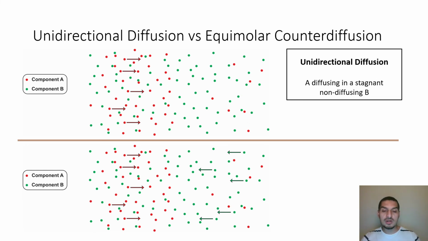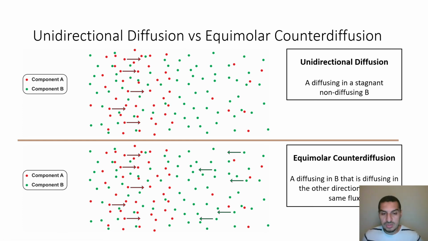But there are other cases where A is diffusing from high concentration to low concentration, and at the same time B is diffusing from high concentration to low concentration, which is the other way. This is what we call equimolar counter diffusion. Equimolar means that the molar flux of A equals the molar flux of B. The same number of moles going in this direction equals the number of moles going in the other direction. This is the main difference between unidirectional and equimolar counter diffusion. It's important to understand this, because the equations will be highly dependent on the difference between these two cases.